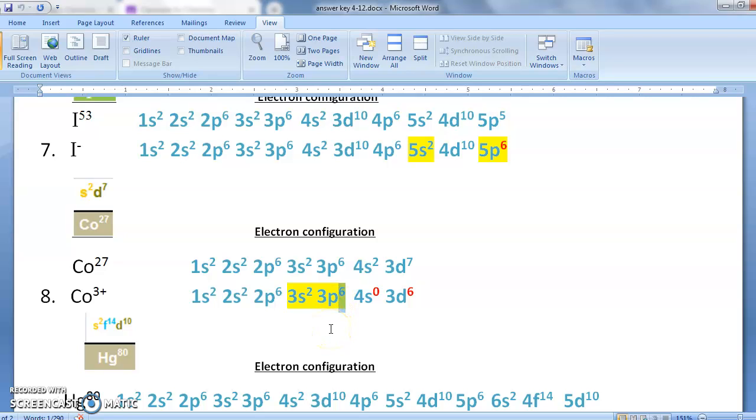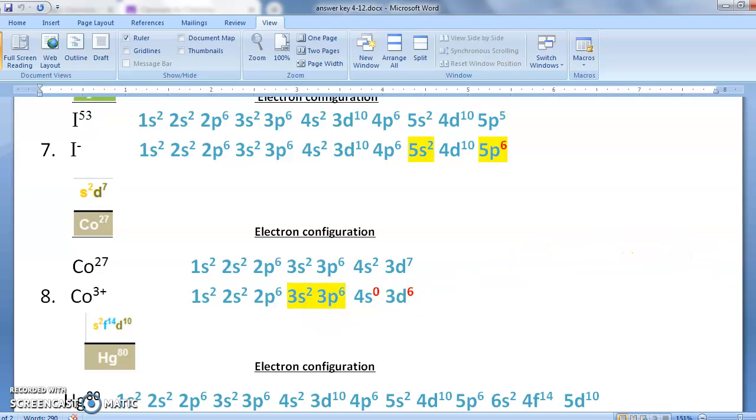Yes, cobalt could satisfy the octet rule by losing those 2 out of the S. Losing that additional one out of the D didn't really help satisfy the octet rule. So a cobalt 2 plus can still end up with the S and the P filled on the inner level.